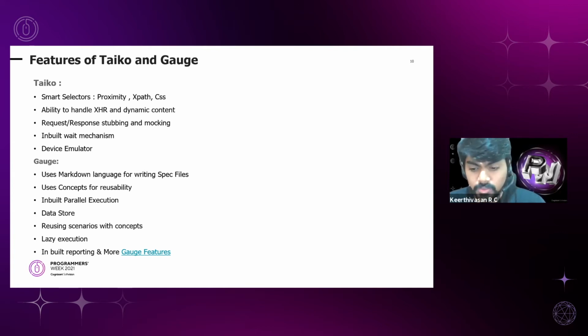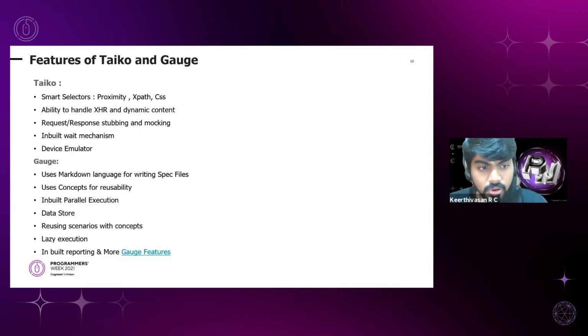And it has an inbuilt wait mechanism. Not only Taiko and Gauge, any JS-based automation tools or frameworks have an inbuilt waiting mechanism with a keyword called await, which asynchronously manages the flow of the application and the flow of the automation scripts as well.